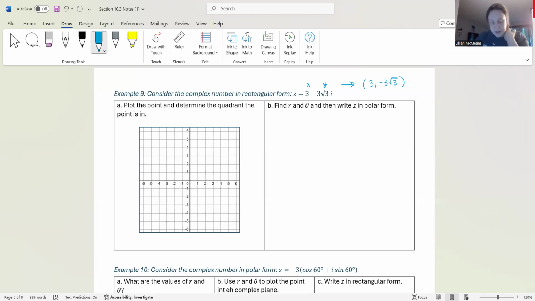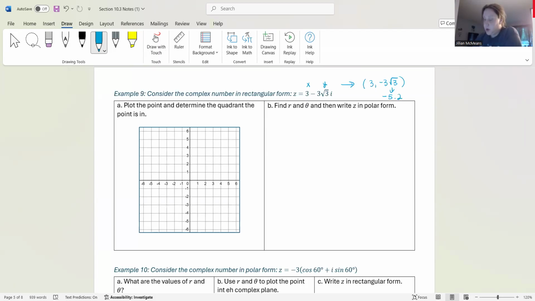Well, it is negative. I just want to make sure I'm good. So it's negative 5.196. So let's say it's about negative 5.2. Okay, it's not exact, but it's pretty close. So we're going to say this is about negative 5.2.